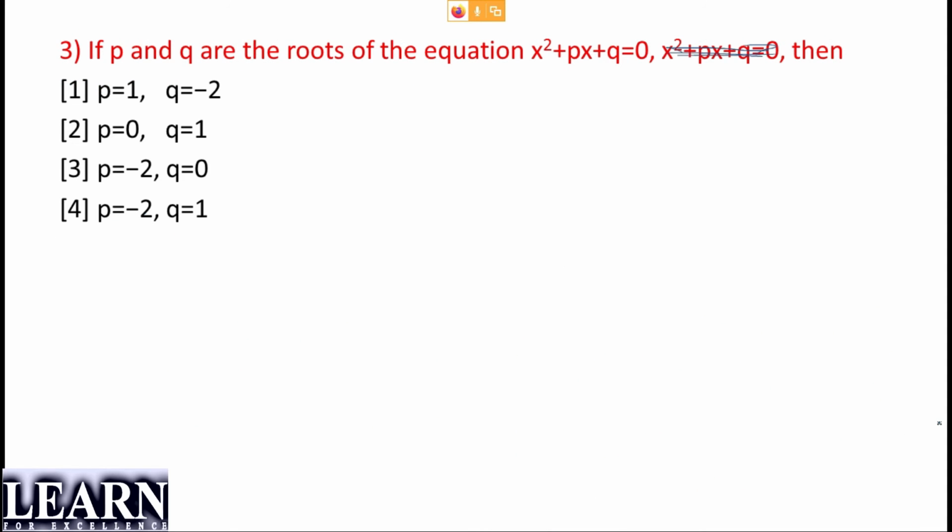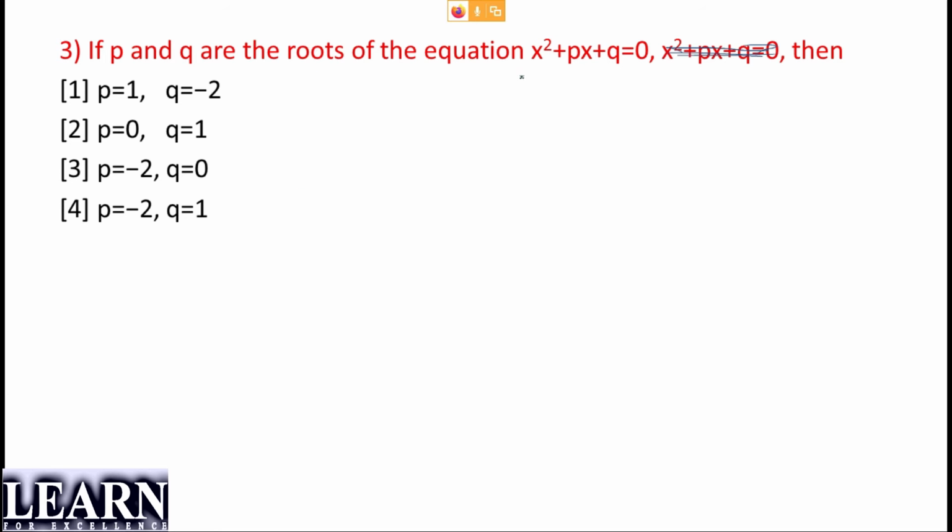The third question talks about: if p and q are the roots of the equation x square plus px plus q is equal to 0, then what is the value of p and q? Yes guys, how to tackle this? It's a very simple question and we need to understand. It can be a little bit complicated also if you do not know the trick. So I'll just make a note of it.